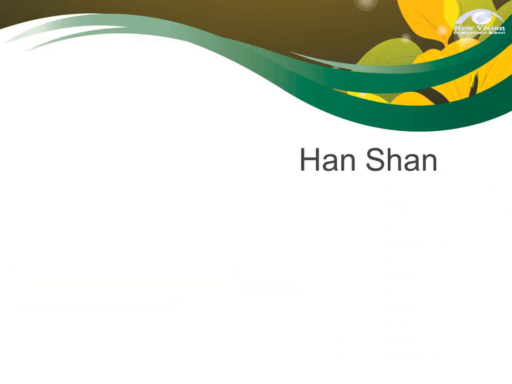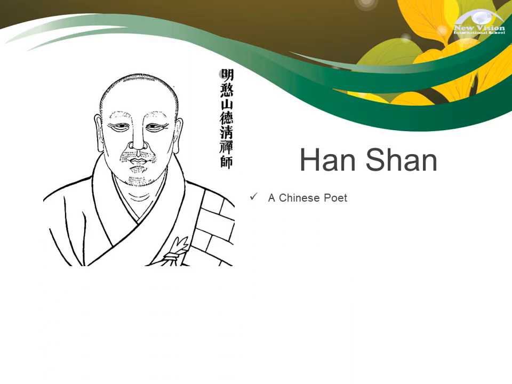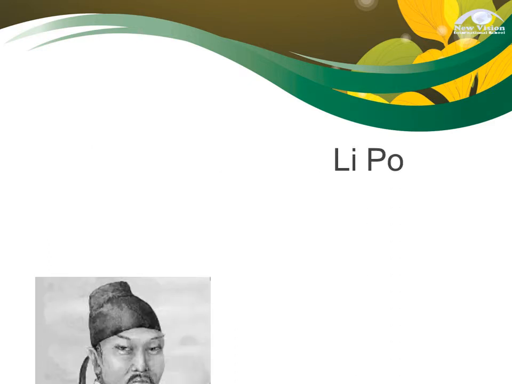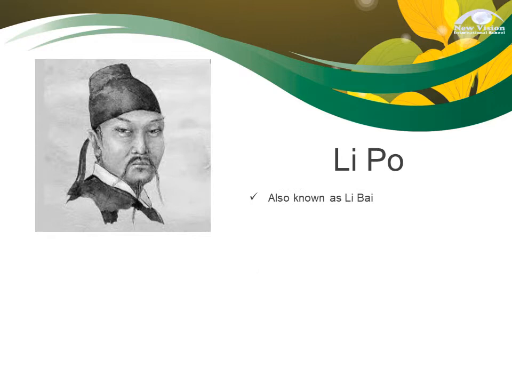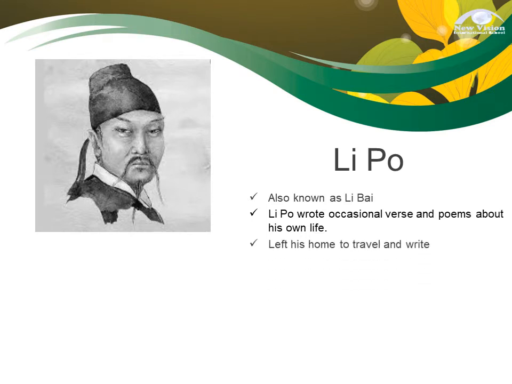The next poet is Han Shan. Who is Han Shan? He is a Chinese poet who usually wrote his poems on rocks, trees, and walls. And the last poet is Li Po, also known as Li Bai. He wrote occasional verse and poems about his own life, and he left his home to travel and write. His poetry is known for its clear imagery and conversational tone.